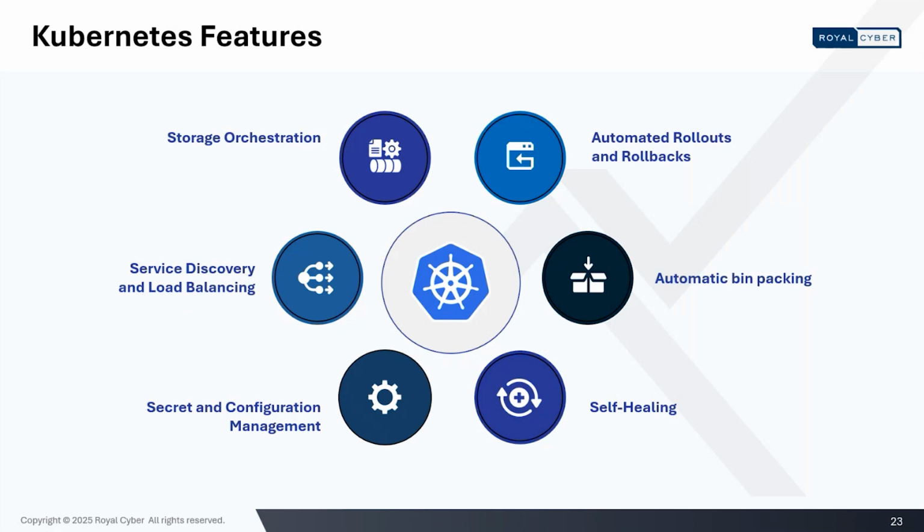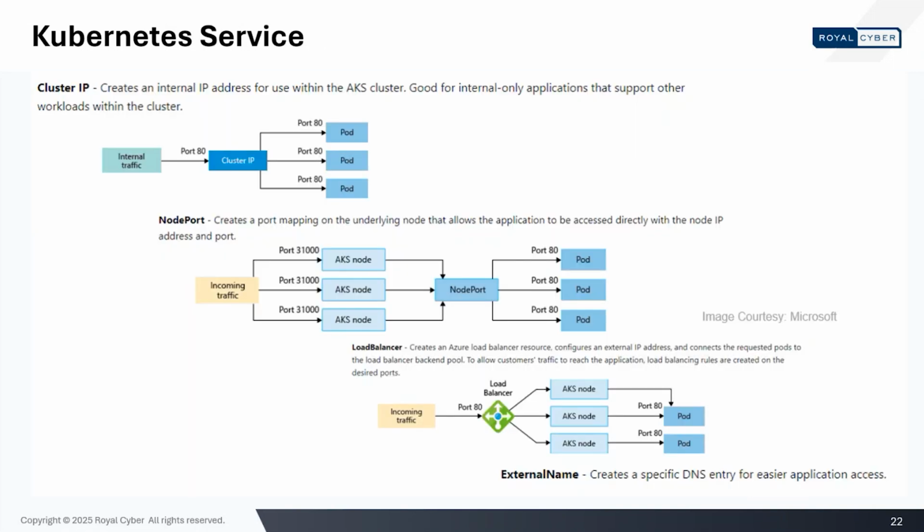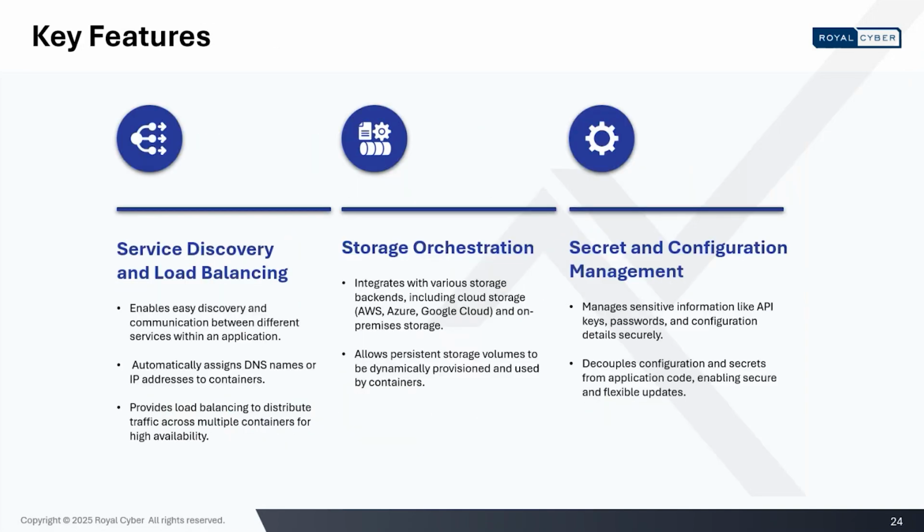Next, we have the key features. The features are service discovery and load balancing, secret and configuration management, storage orchestration, self-healing, and automatic rollouts and rollbacks. So here we are going to discuss the features of Kubernetes. First, service discovery and load balancing.